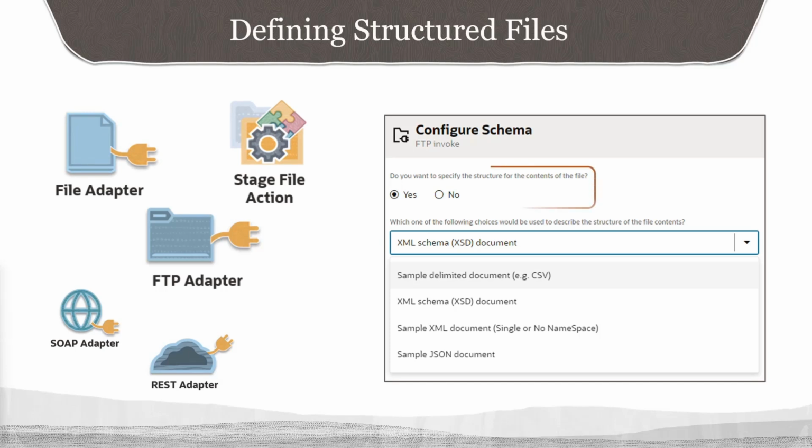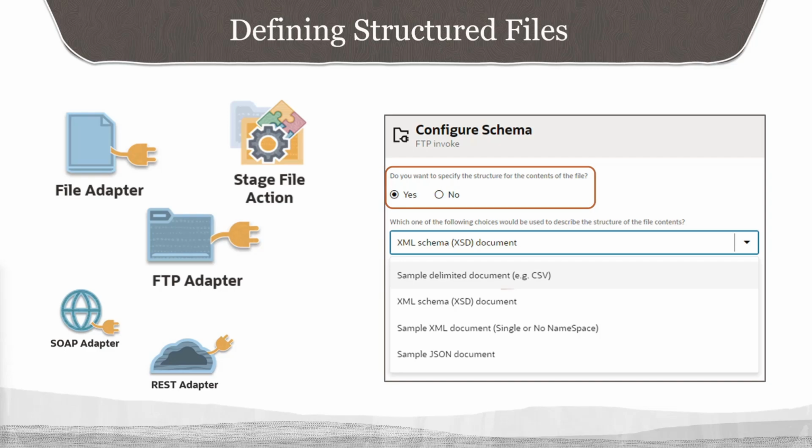For the adapters, you must first indicate if you want to specify the structure. This is because sometimes your use case only requires receiving or sending the file as opaque, where you don't need to parse the data. But if you need to see the data in the map editor, you must define the schema.